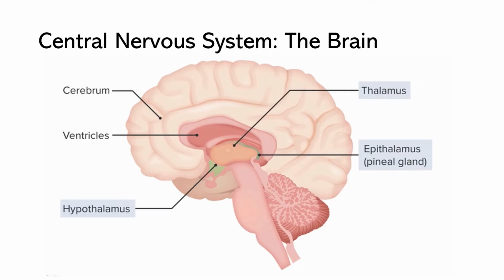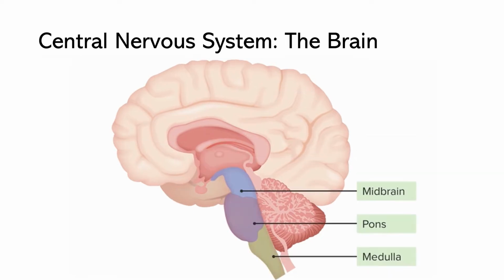The next part of the brain is the diencephalon. The diencephalon is made up of three major parts. You have the hypothalamus, the epithalamus, and the thalamus. The next principal part of the brain is going to be the brainstem. The brainstem sits just inferior to the cerebrum. It includes the midbrain, the pons, and the medulla oblongata.